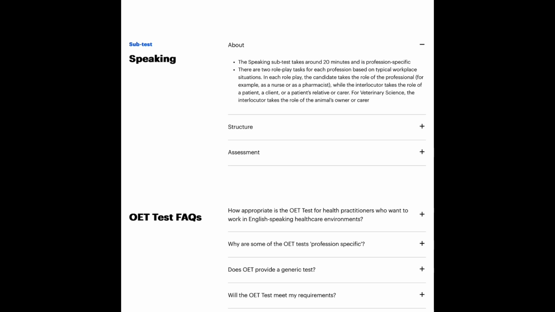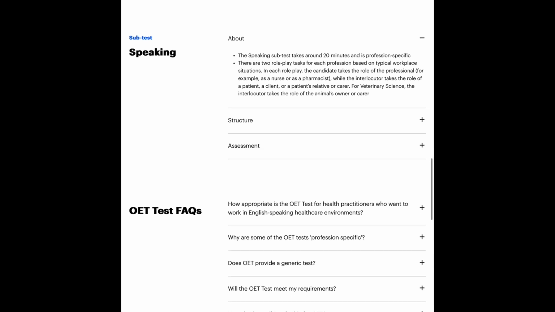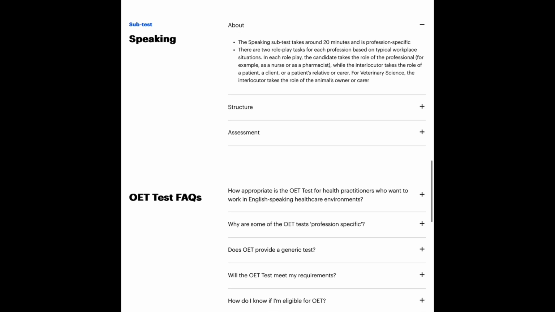This is a speaking subtest which takes 20 minutes, and you have to talk to an interlocutor. There are 2 role play tasks for each profession based on typical workplace situations. In each role play, the candidate takes the role of the professional, for example, a nurse or a pharmacist, while the interlocutor takes the role of a patient, a client, or a patient's relative or carer. For veterinary science, the interlocutor takes the role of the animal's owner or carer.